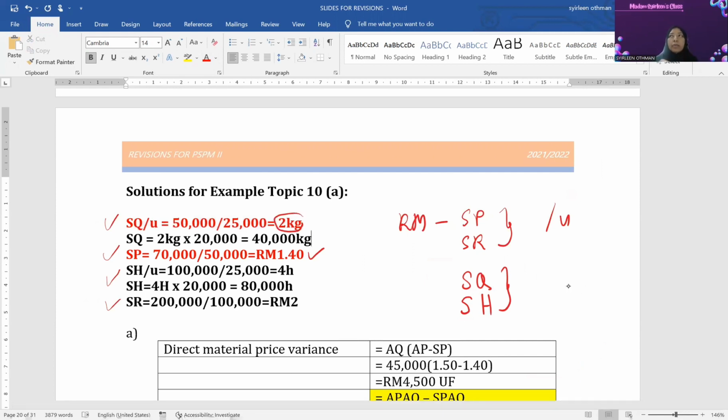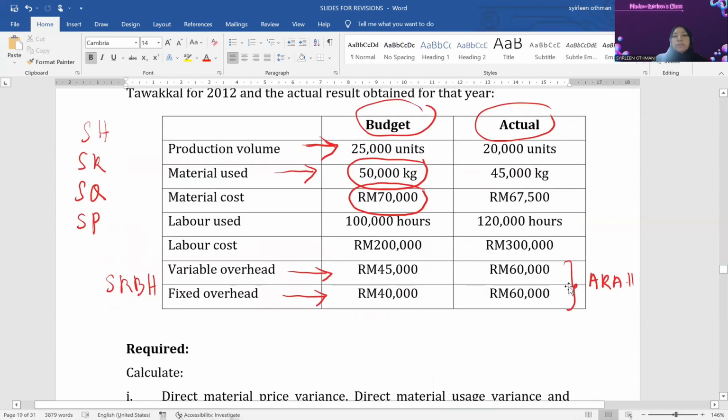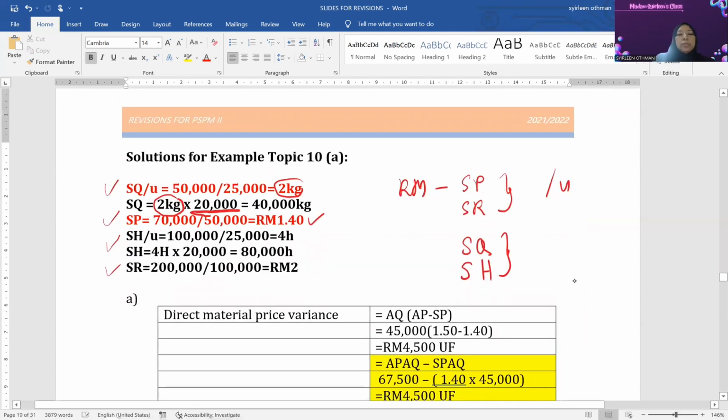But I cannot straightaway use this 2 kg. I have to find it in the form of the overall total. That means I will take my standard quantity per unit and multiply it by the actual units produced. The actual units produced is in the question itself, this one. We won't use 25,000, because that is estimated. You are going to use the actual units produced. So once we multiply by the actual units produced, you get 40,000 kgs. This is actually your standard quantity.